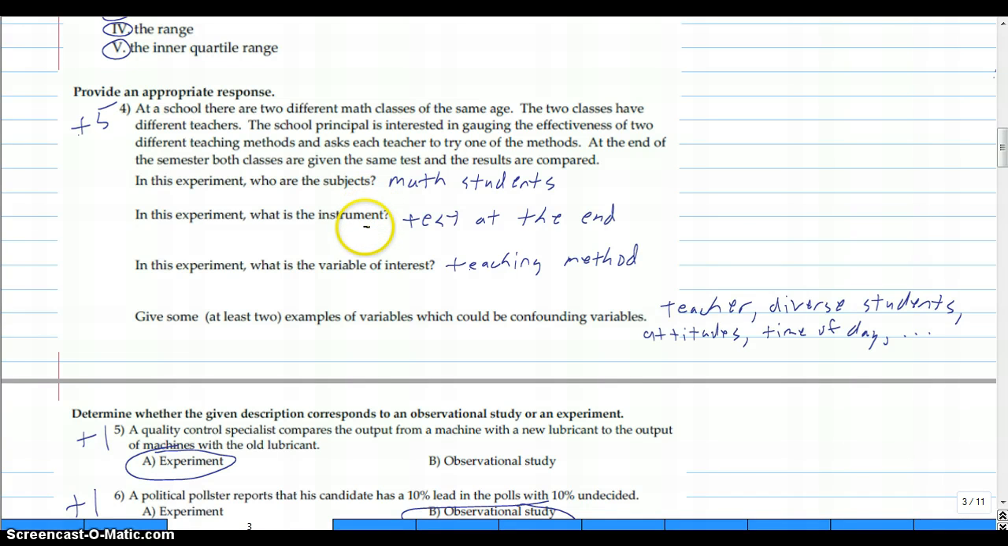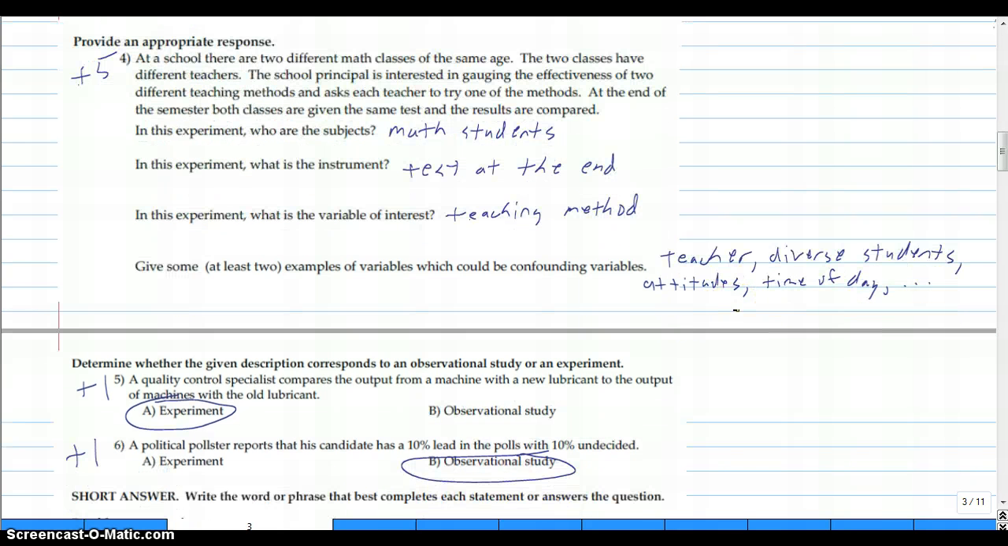The experiment, what's the instrument? How do we measure if they're learning or not? And that would be the tests that are given. And the third one is, what is the variable of interest? We're checking to see which teaching method is better. So that's the variable we're manipulating here.